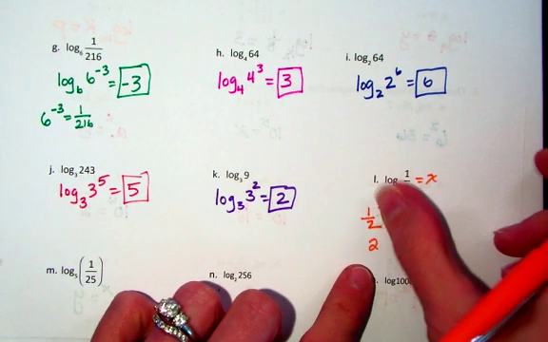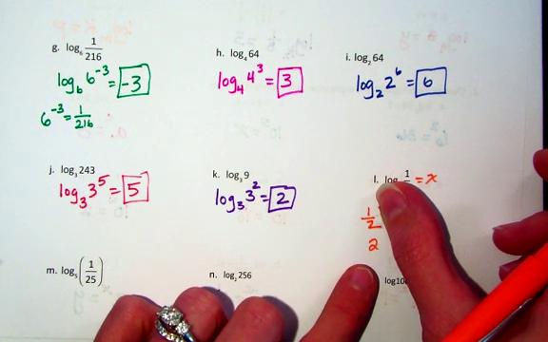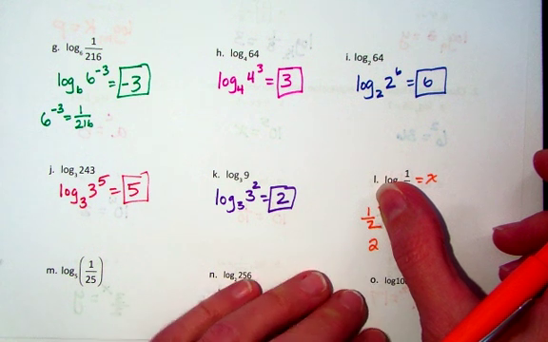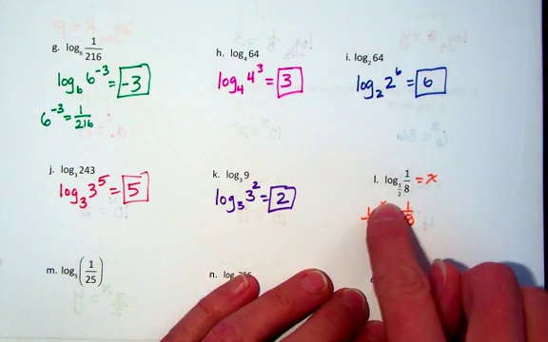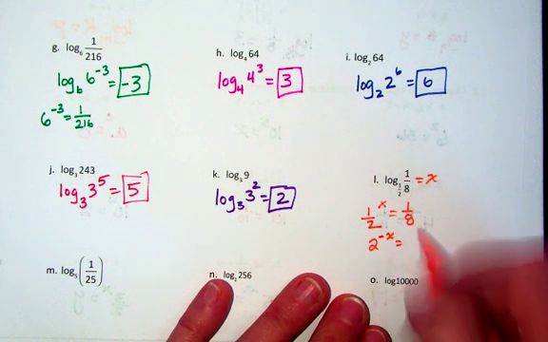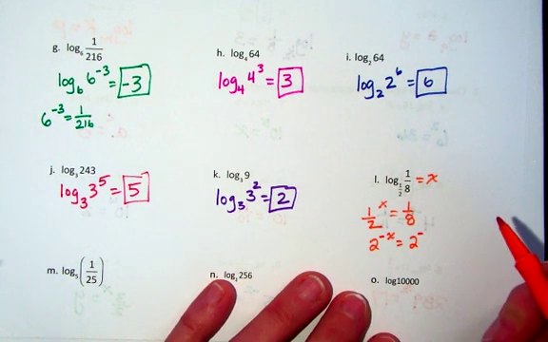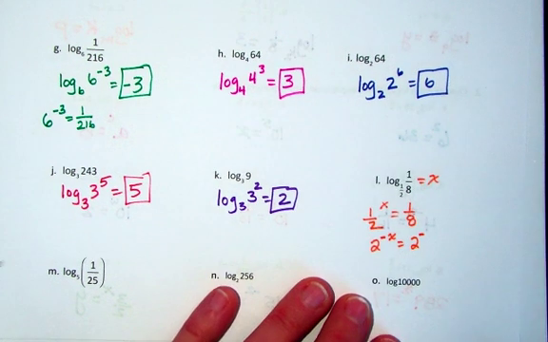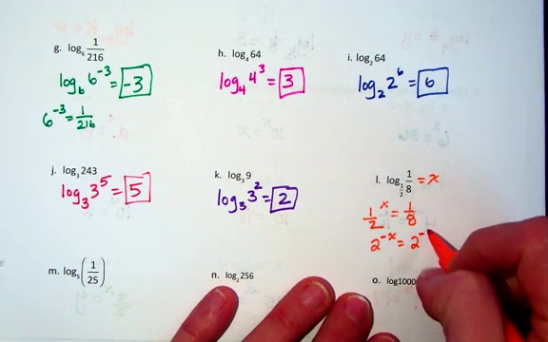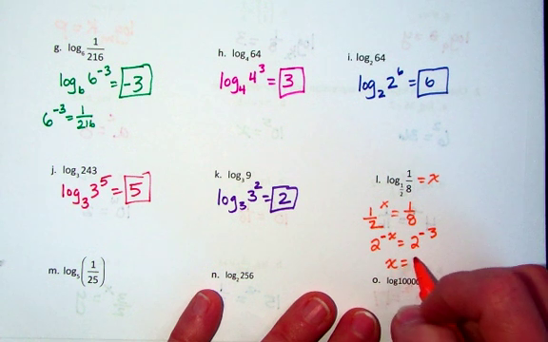Well, 1/2 is 2 to what power? 2 to the negative 1. But I have an x here, so it's really 2 to the negative x. And 8 is 2 to the... 2 to what power is 8? To the negative 3rd power. Therefore, what is x equal to? 3.